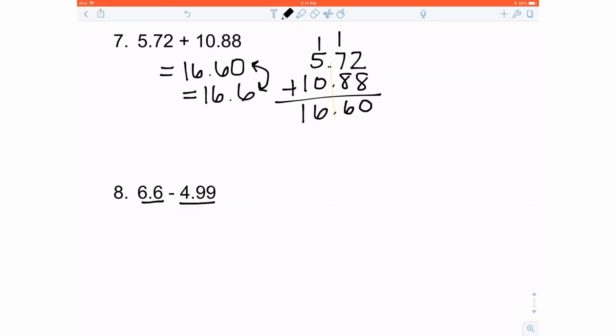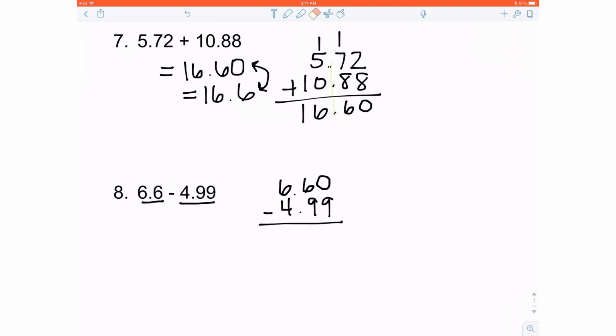Okay, perfect. I hope you got it. If not, don't worry. I'm going to go over it with you now. 6.6 minus 4.99. So this one might have been a little more challenging because we have this random space here with no number. Okay? So you have to make sure that the ones place is lined up and the tenths place is lined up. But here, we don't have anything to be above this 9. So what we do is we fill it in with a 0, okay?